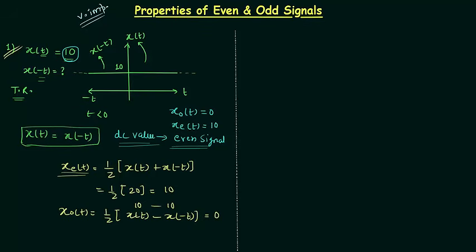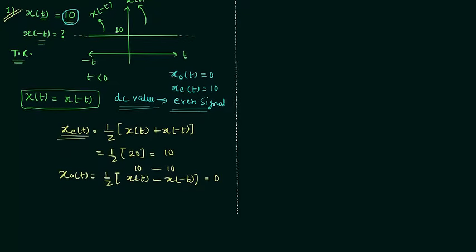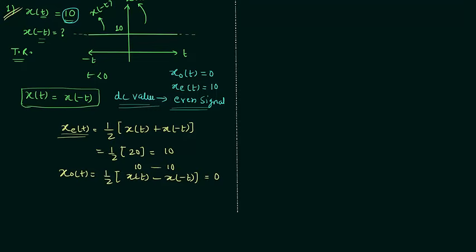Now we will move to the next property. In this property, we will talk about the outcome when we add an even signal to a DC value. So what will happen when we add an even signal to a DC value? We will try to find out. Let's take one example to understand the outcome. 10 plus t squared is equal to x(t). Here 10 is the DC value and t squared is the even signal.